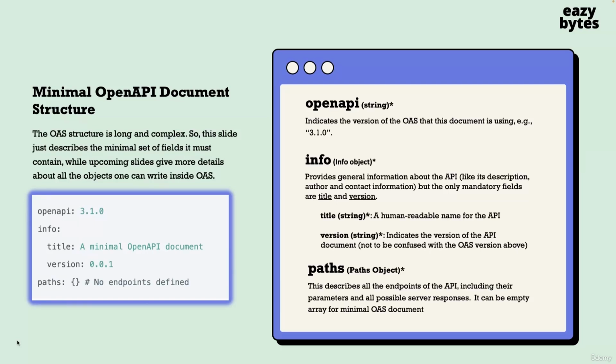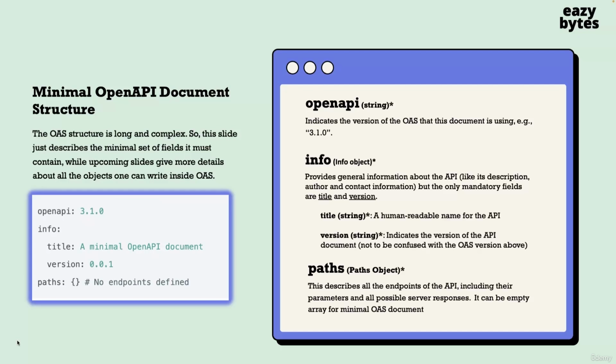Under the paths, we can define the list of paths, like what are the paths that are supported by your APIs. But for a minimal structure, you can keep these paths as an empty object, which indicates that as of now you don't have any API paths supported by your backend code. So that's a minimal structure. On the right hand side, I have also given a brief introduction of the purpose of each of these elements.